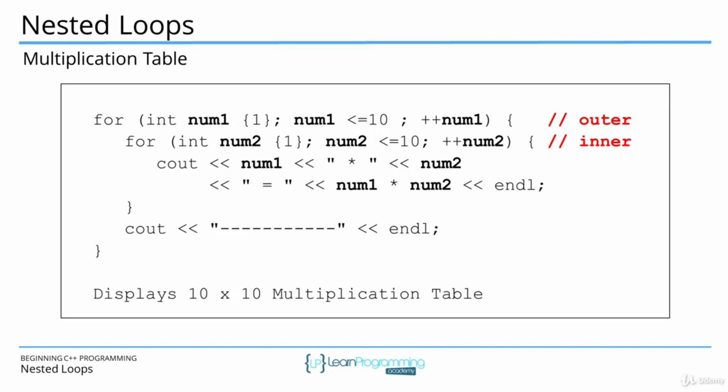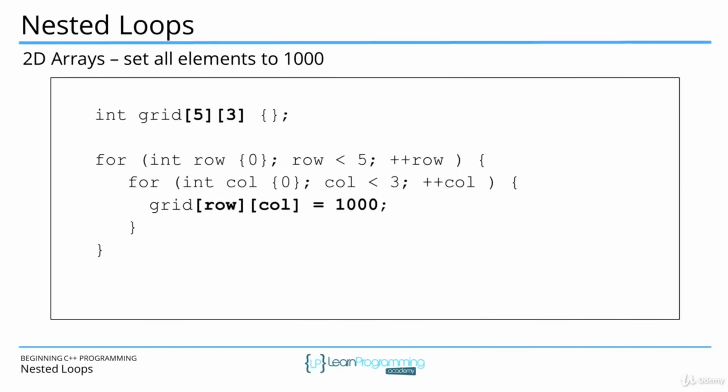Let's see an example of a nested loop using a 2D array. In this example, we have a 2-dimensional array of integers named grid. Grid has 5 rows and 3 columns. Suppose we want to assign 1,000 to each element in the grid. We can do this easily with nested for loops.